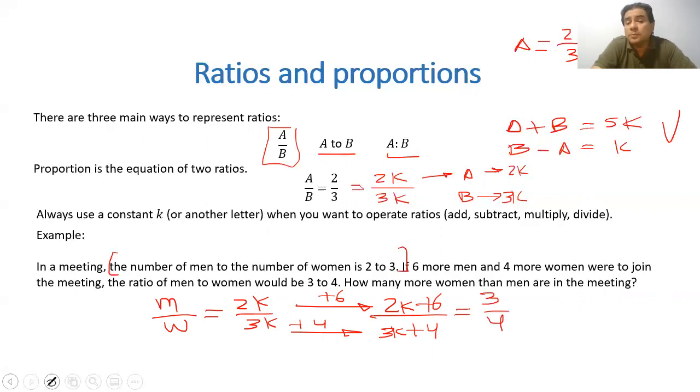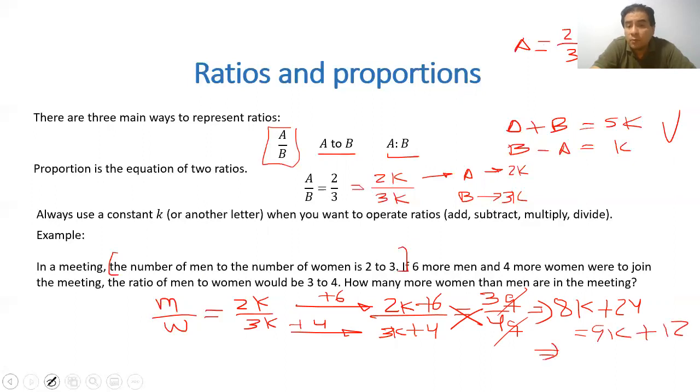So here, don't just put another K. If you want, you can put another constant like Q and Q. But this would be unnecessary because you cancel this and we can do a cross product to find the value of K. So from here, you have 2K plus 6 times 4, that is 8K plus 24. And this equals 3 times 3K plus 4, that is 9K plus 12. So from here, if we reduce, we have K equals 12.